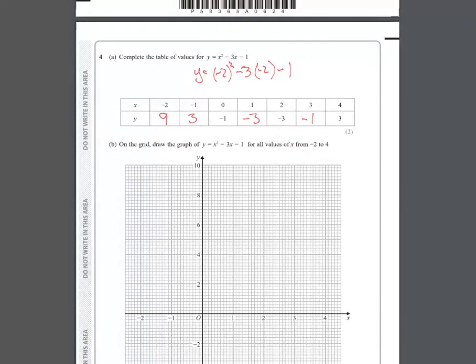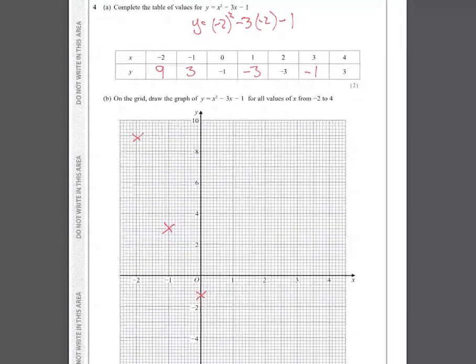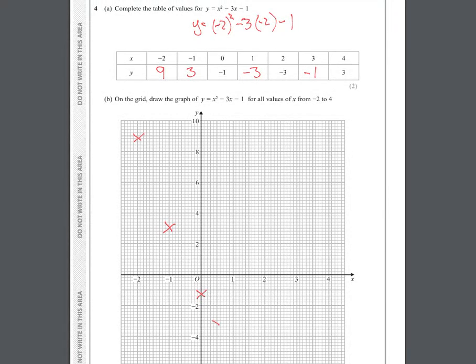So minus 2 is 9, minus 1 is 3, 0 is minus 1, 1 is minus 3, 2 is minus 3 as well, 3 is minus 1, and 4 is 3.